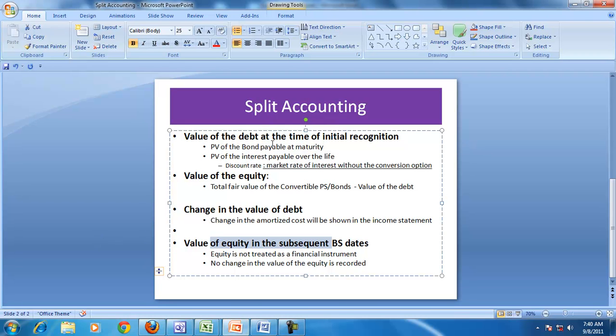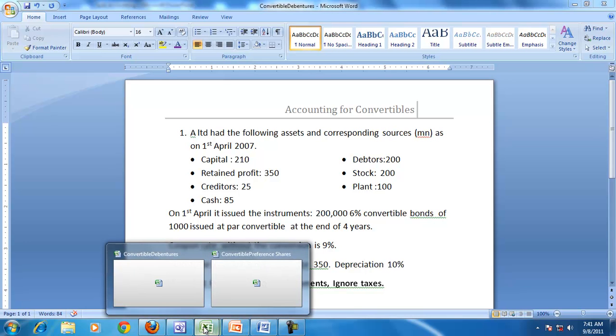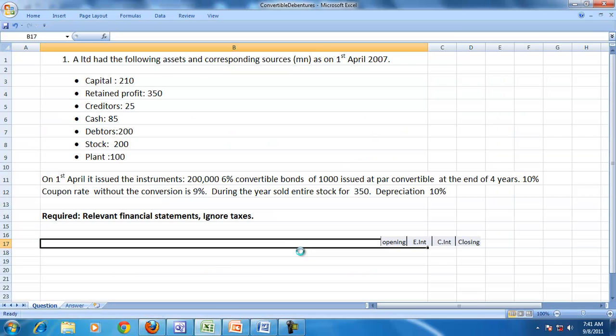So in this session we'll take an example to understand the effect of the issue of the convertible bonds on the financial statements. As usual, we have an opening balance sheet, and the company issues 200,000 convertible bonds of 1,000 each, convertible into one share at the end of the 4th year. The coupon rate with the conversion feature is 6%, and the other transactions are that goods are sold and there's a depreciation of 10%. Let us put that in the Excel and observe it.